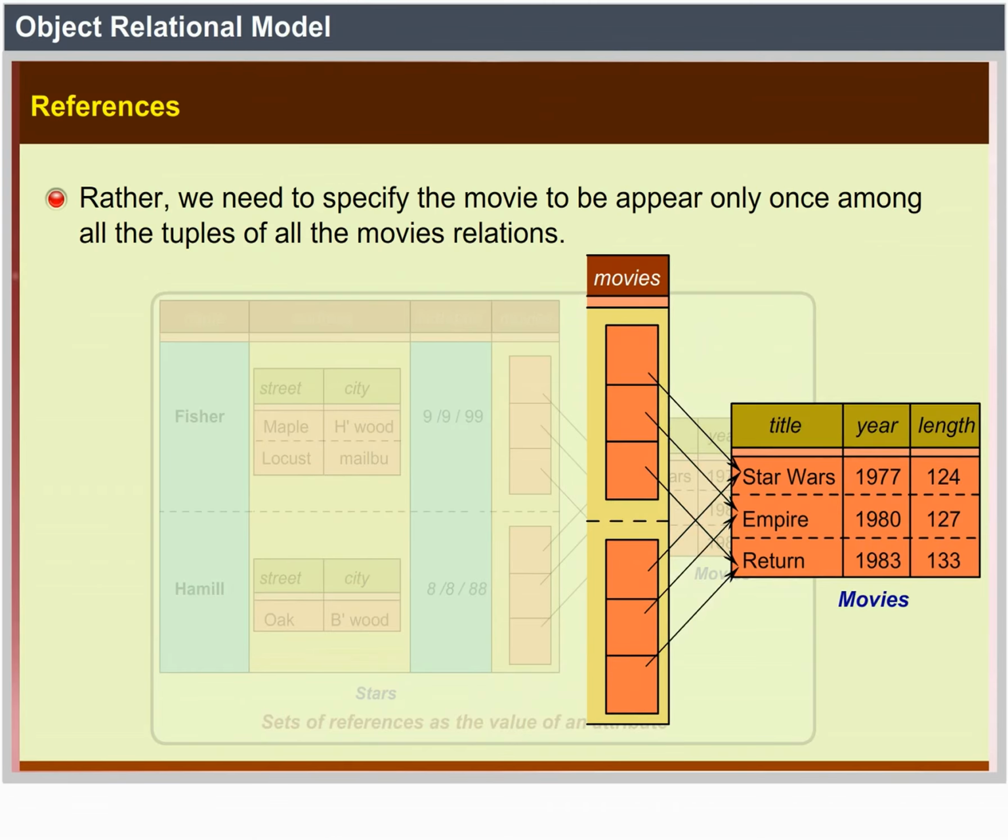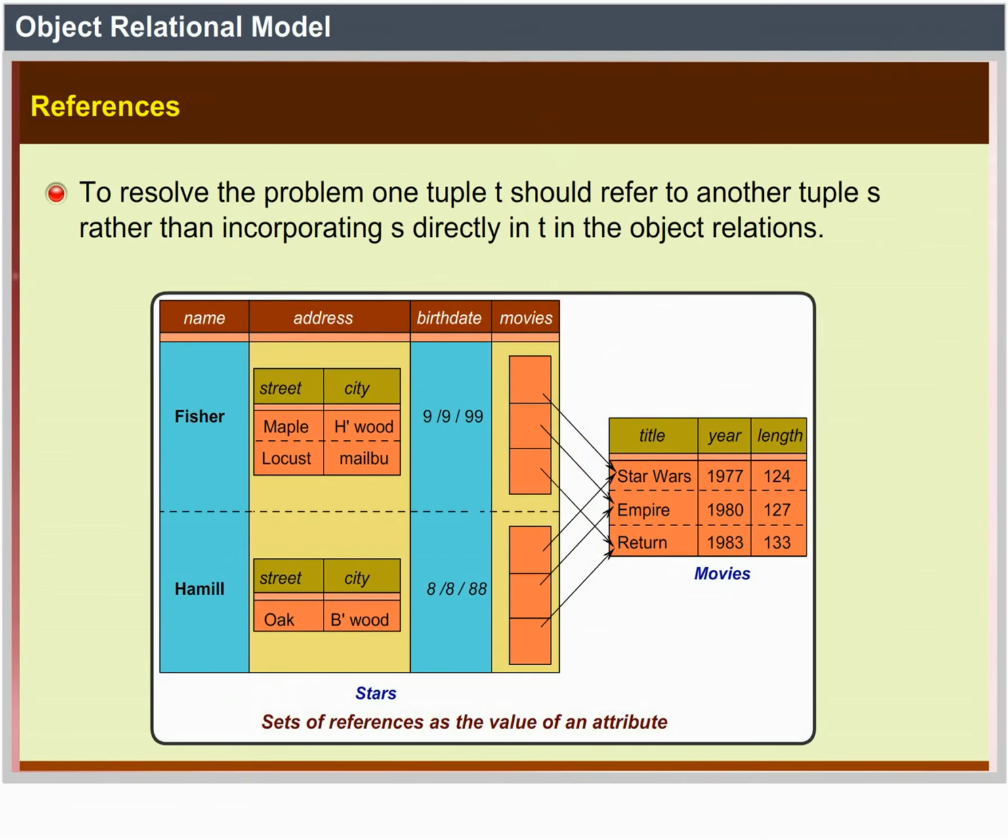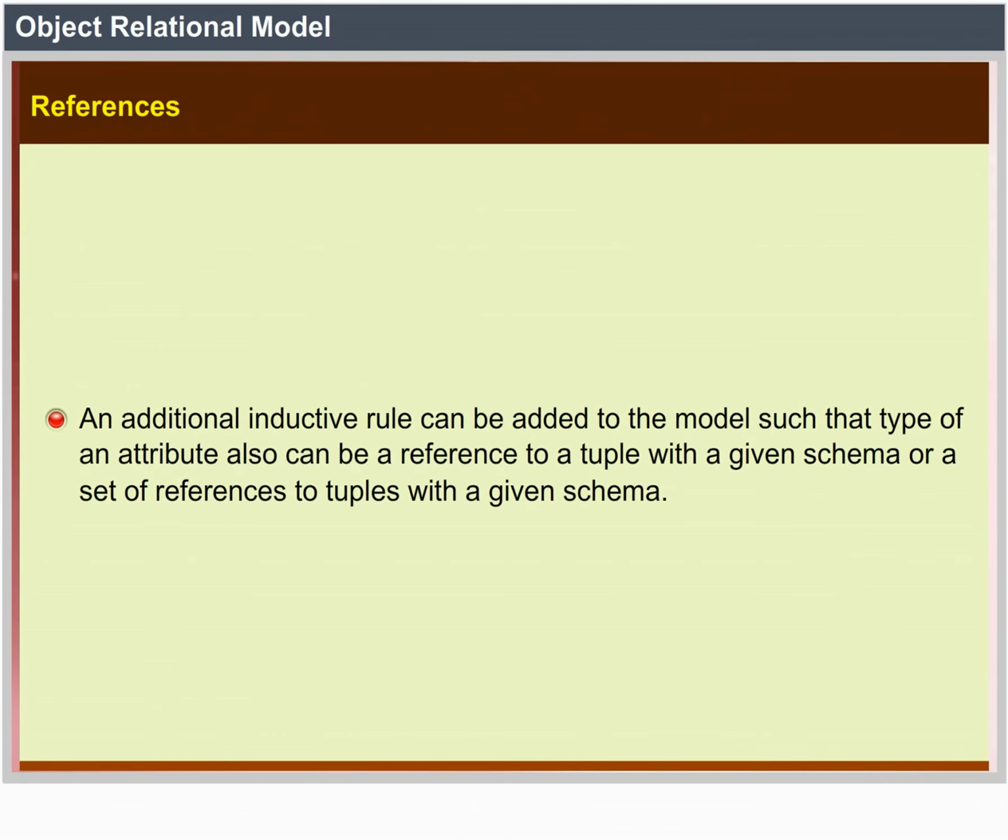To cure the problem, object relations need the ability for one tuple T to refer to another tuple S rather than incorporating S directly in T. We thus add to our model an additional inductive rule. The type of an attribute also can be a reference to a tuple with a given schema or a set of references to tuples with a given schema.